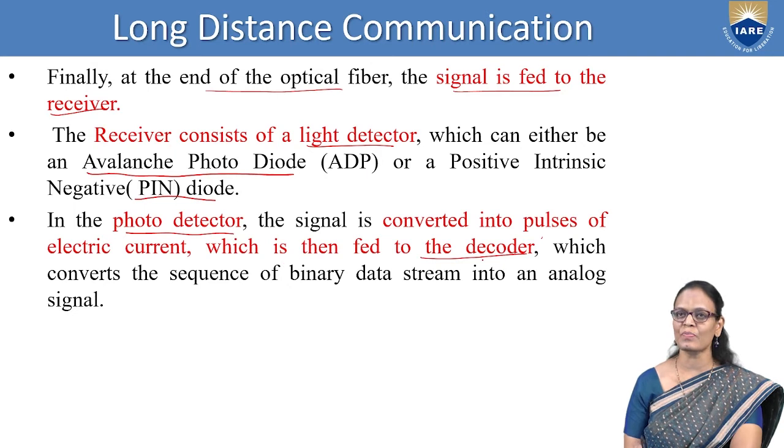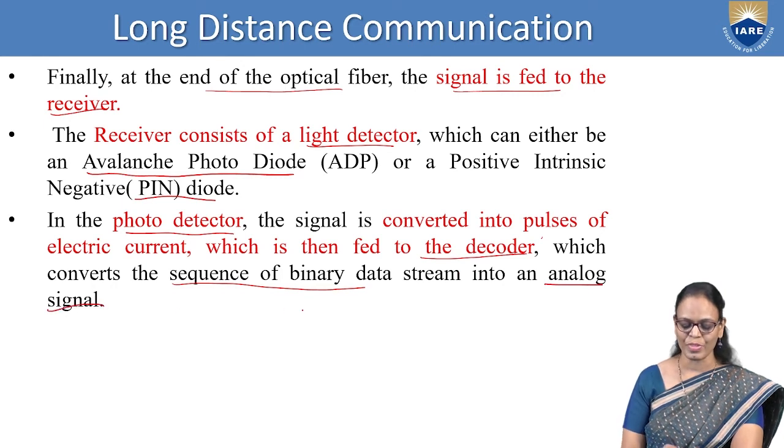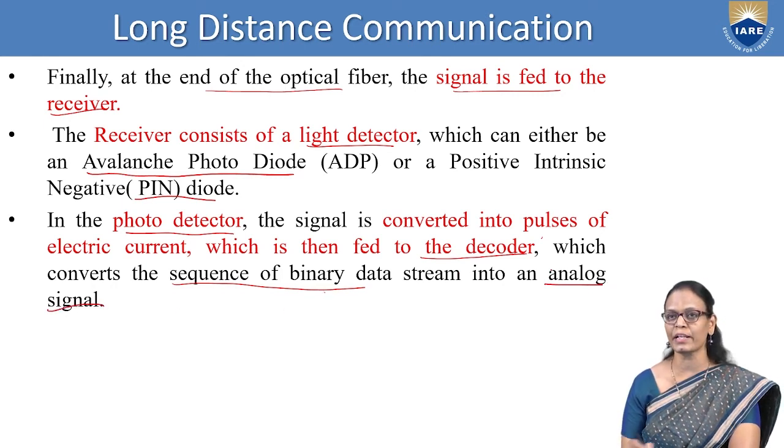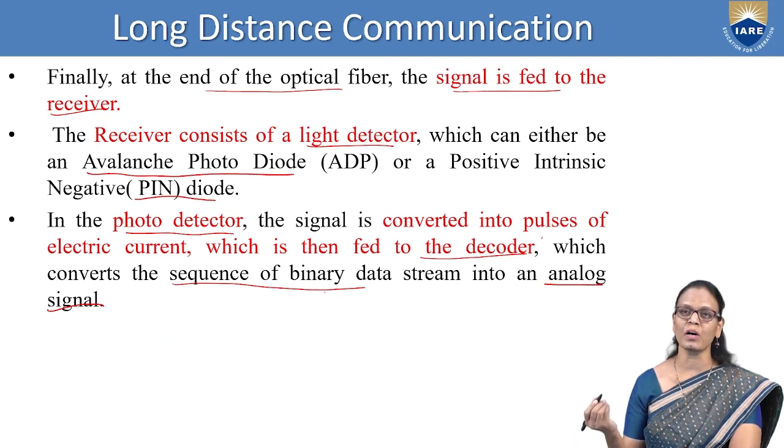So from here it is fed to the decoder, which converts the sequence of binary data into analog signal. Now the binary data is converted into analog signal near the output, with the help of the receiver.